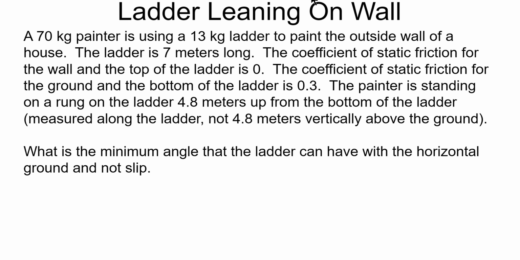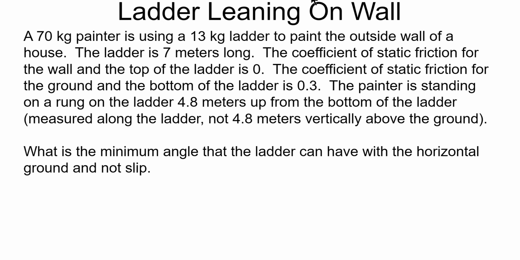The coefficient of static friction at the wall on the top of the ladder is 0. It's a slick wall. The coefficient of static friction for the ground and the bottom of the ladder is 0.3. The painter is standing on a rung on the ladder 4.8 meters along the slant, up from the bottom of the ladder. And this, again, is not 4.8 meters vertically, but it's along the slant of the ladder.